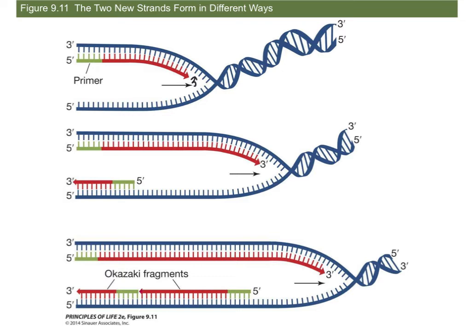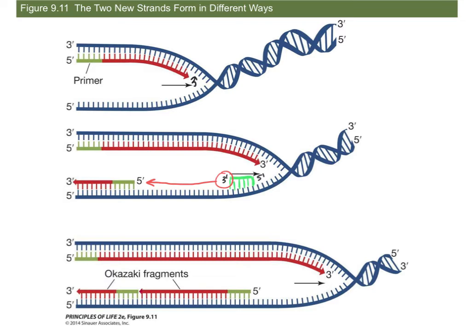Now, looking at my second diagram, I see that I have a 5' end that's available. Unfortunately, DNA polymerase can't add new nucleotides to the 5' end. So what we have to do is add a primer as it opens up. This allows my DNA polymerase now to attach new nucleotides at the 3' end of the primer, moving in the opposite direction of the replication fork.